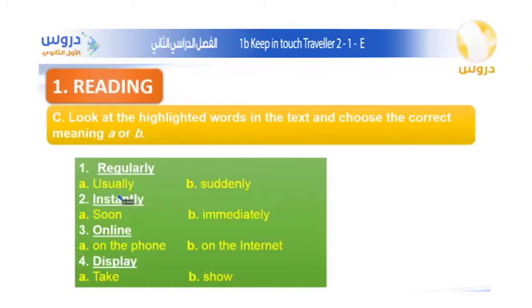Here, look at the highlighted words in the text and choose the correct meaning, A or B. We have two choices. You have to choose one of them. Number one, regularly: usually or suddenly. Instantly: soon or immediately. Online: on the phone or on the internet. Display: take or show. Okay, what about the first one?